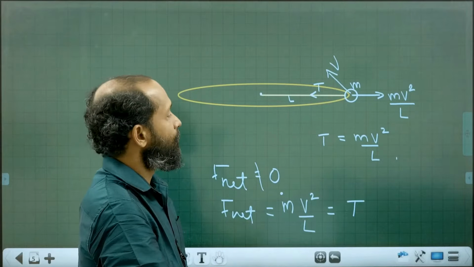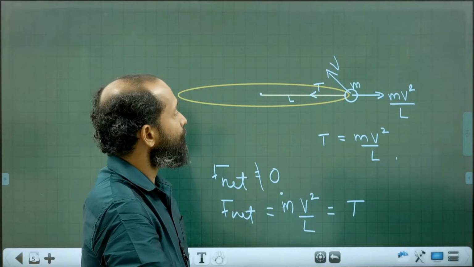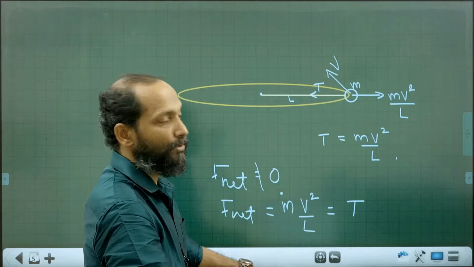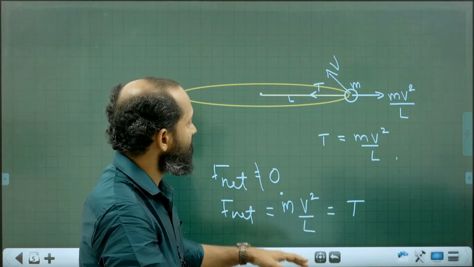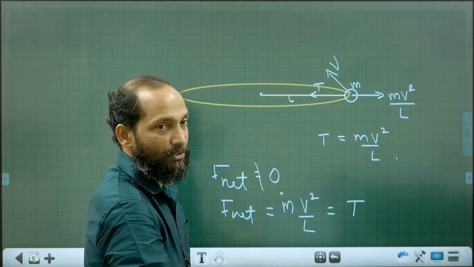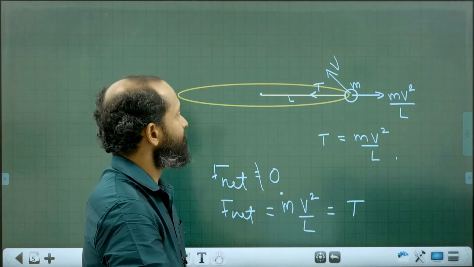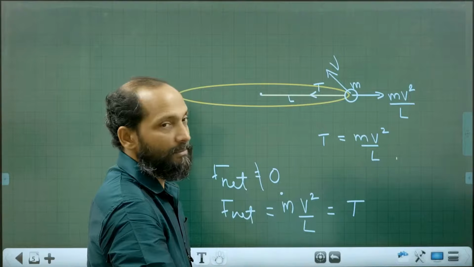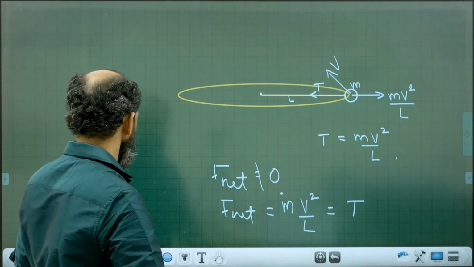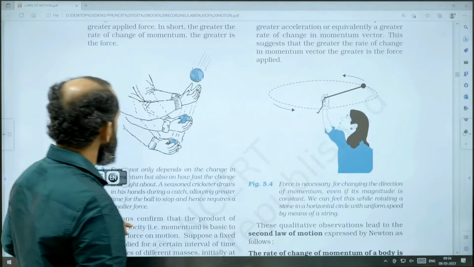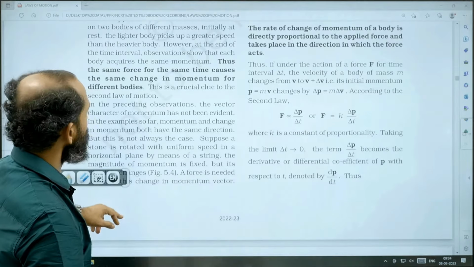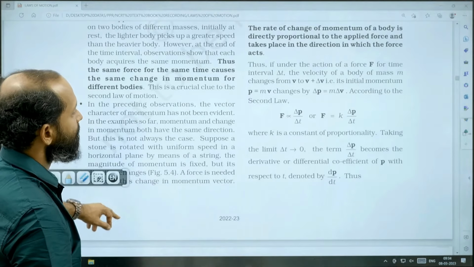Net force here is tension. Centripetal force is also tension. Centripetal force is equal to mv square by r, that is equal to T. Net force is not zero. Net force is equal to tension or mv square by r. Okay, both correct. Tension is a contact force, like the normal contact force. Now you can see here, that example I have already told, withdrawing the hands backward while catching the ball.